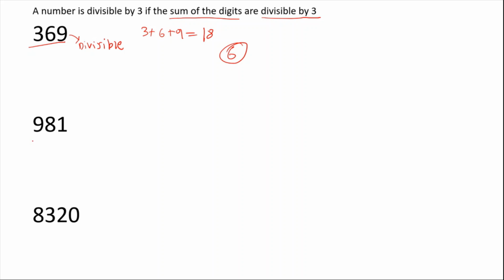Alright, the next number here is 981. Now let's add up the digits of this number. It will be 9 plus 8 plus 1, which will give a total of 18. Now 18 divided by 3 is again 6. So since this goes in evenly, this number is also divisible.